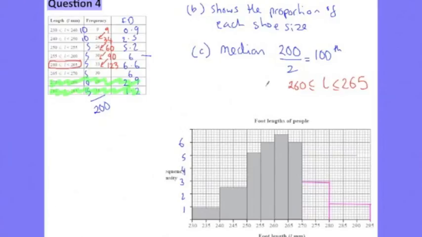We're then asked in part D, what probability distribution can we use to model the length of these feet? We can see here that we have a symmetrical distribution, an almost symmetrical distribution. So the probability distribution that can be used to model the length of these feet is called a normal distribution.